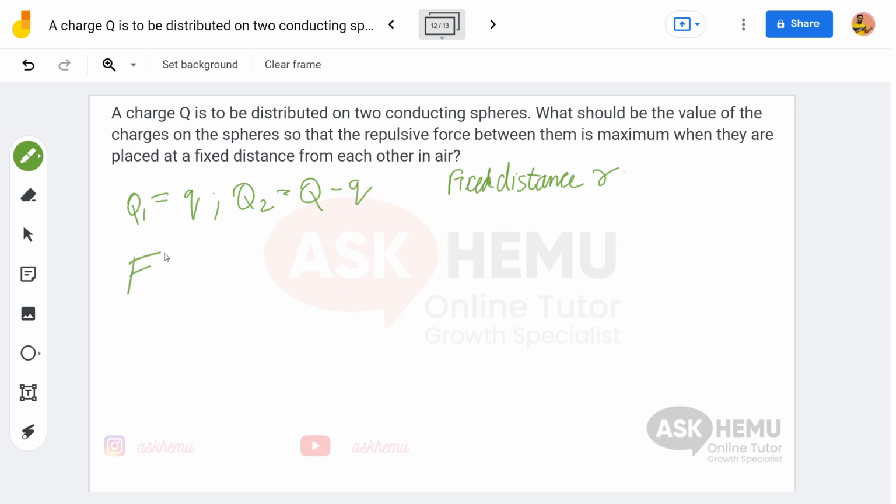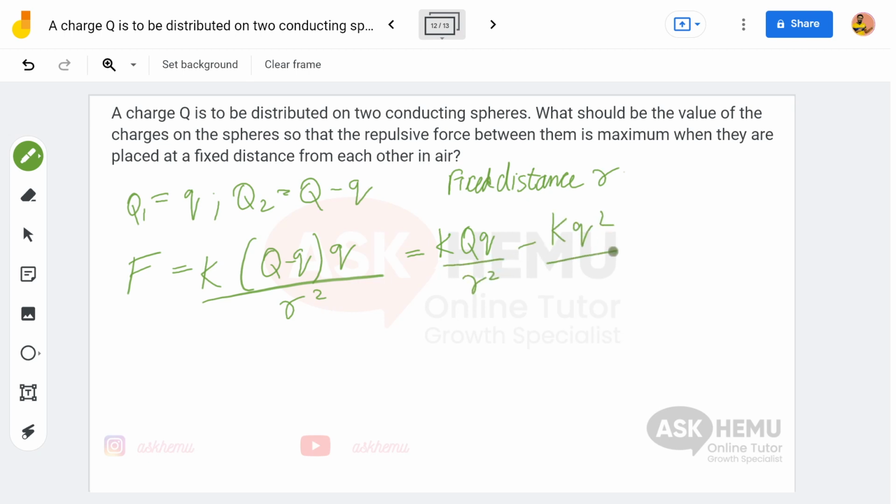Therefore the force of repulsion between them is going to be k into (Q minus q) multiplied by q, whole divided by r squared. And this relationship is pretty much straightforward because you can only multiply the magnitudes of the charges for the force. So we'll just simplify this equation: kQq by r squared minus kq squared by r squared.